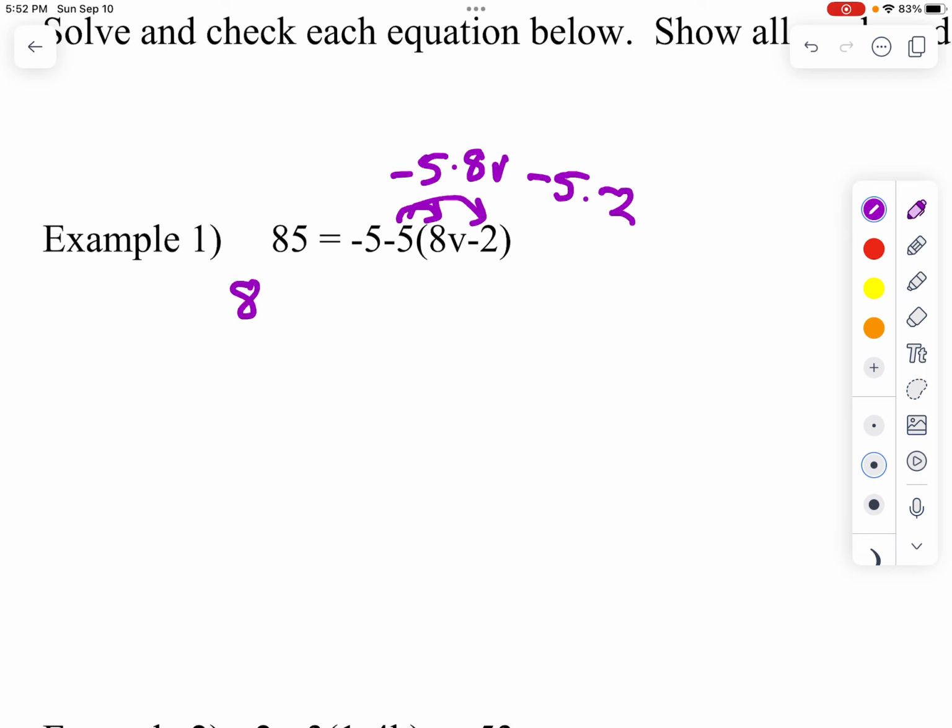I'm going to drop the left side down, drop that equal sign down. That negative 5 in the front just stays. And now I'm ready to do my negative 5 times 8v, which gives me negative 40v, and negative 5 times negative 2, which will give me a positive 10.